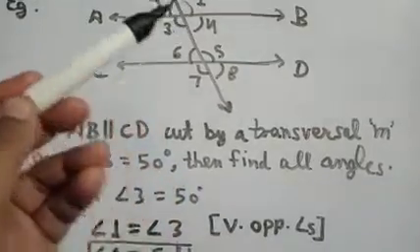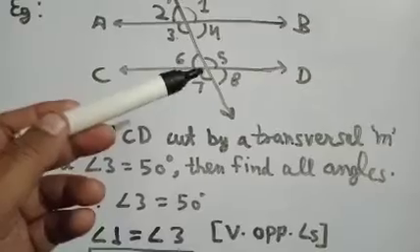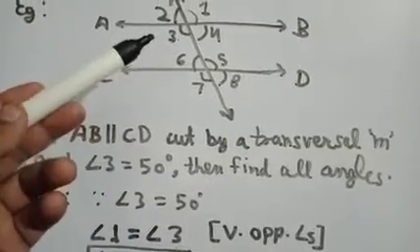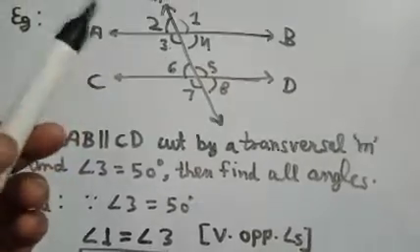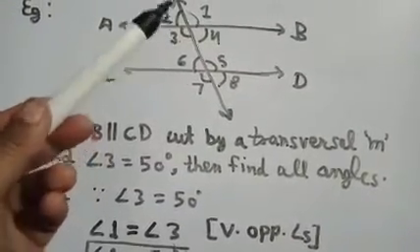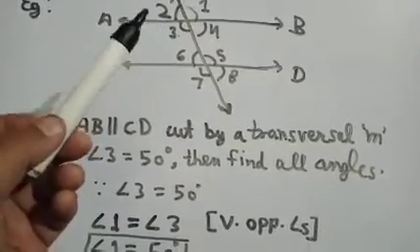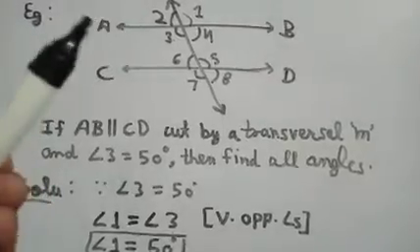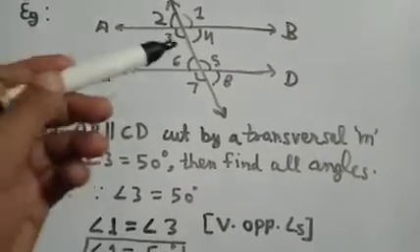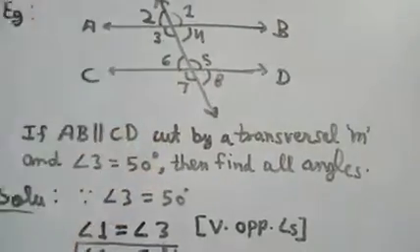Now compare AB parallel to CD and their relation, which has been taught by me in the previous video. You have the pairs of angles: corresponding angles, alternate interior angles and co-interior angles. Now use these pairs of angles and find the value of the remaining angles 5, 6, 7 and 8.